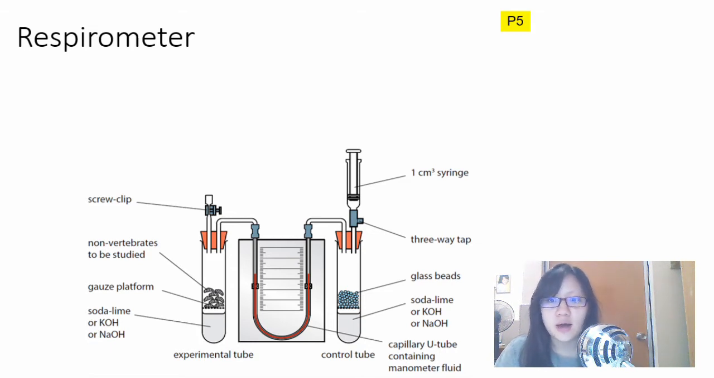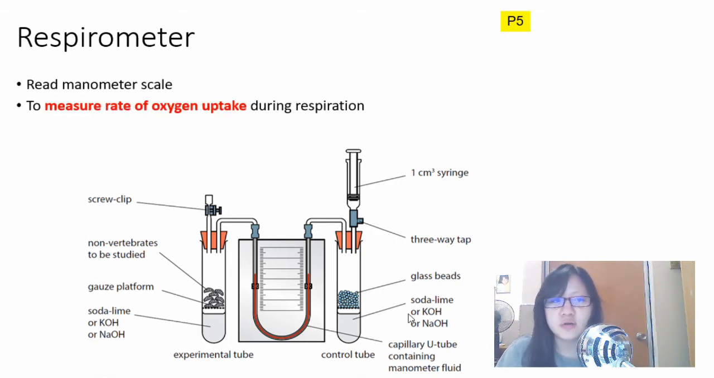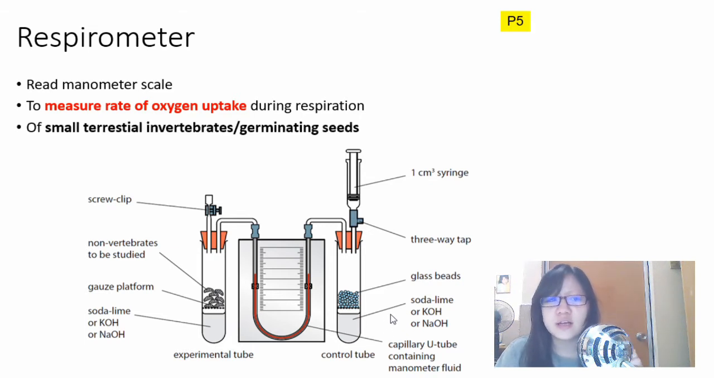But now we need to learn how to measure and do an experiment to find out the experimental value of RQ. And to do that, we will need this setup here called a respirometer. Now this setup is pretty comprehensive, and don't worry about it, we'll walk you through it. But basically the general idea is to measure the rate of oxygen uptake during respiration by specifically small terrestrial invertebrates or germinating seeds. Why does it have to be small terrestrial invertebrates? Well, because we need to fit it in a test tube and doesn't have water, so it has to be invertebrates that survive on land.